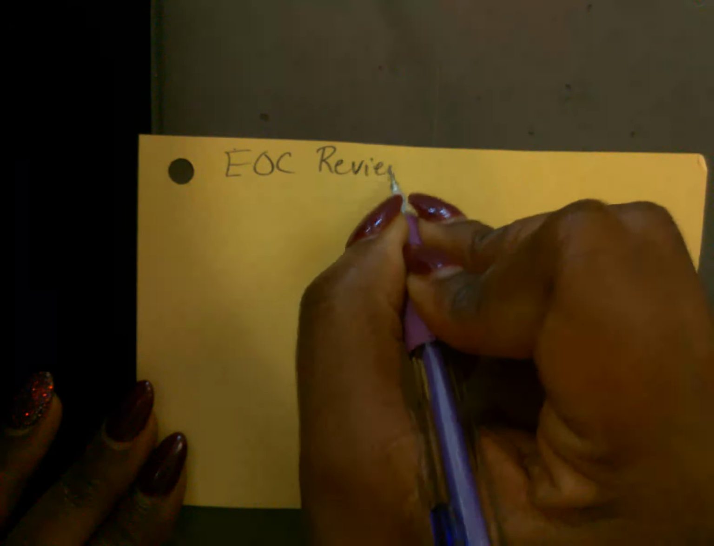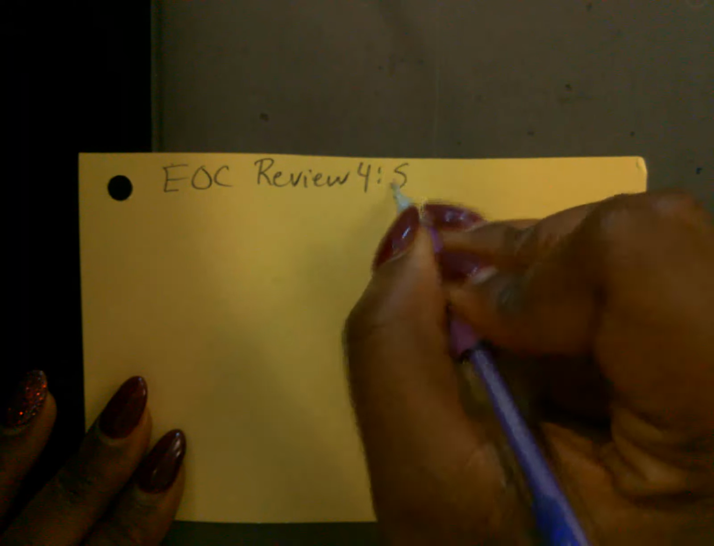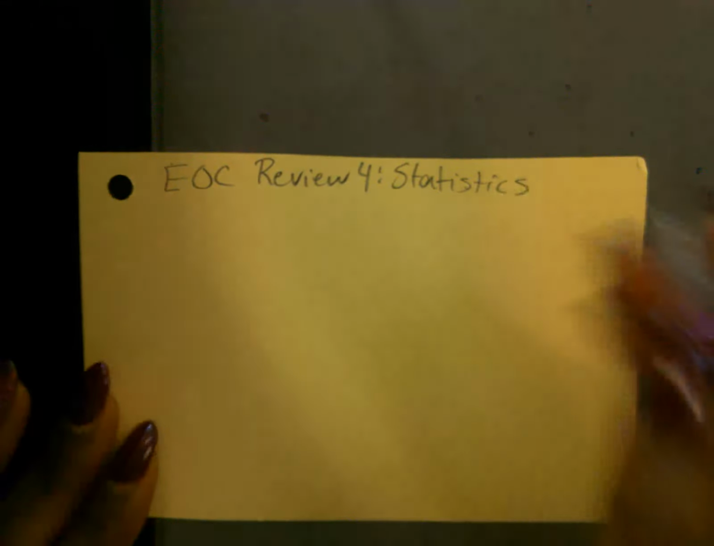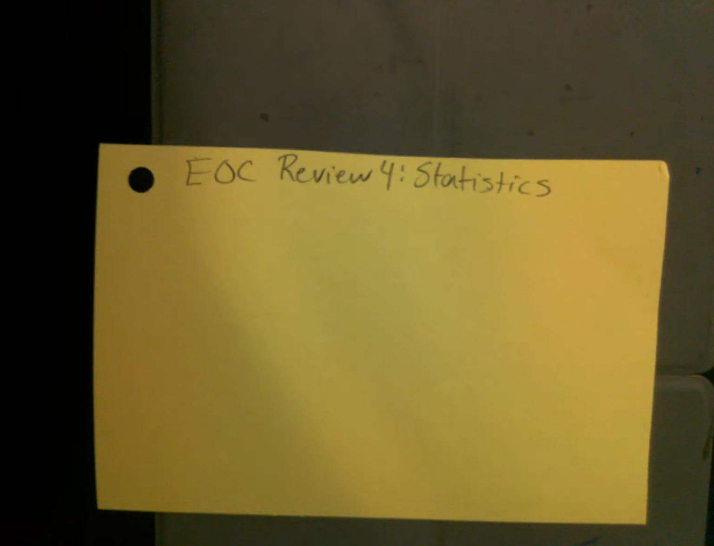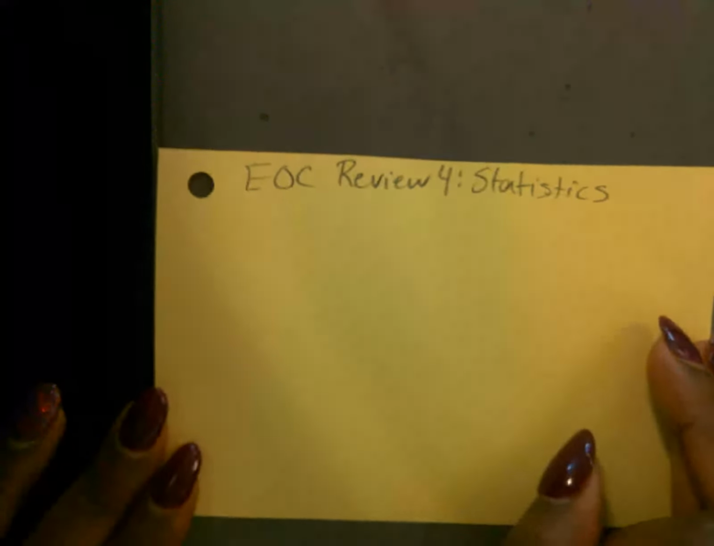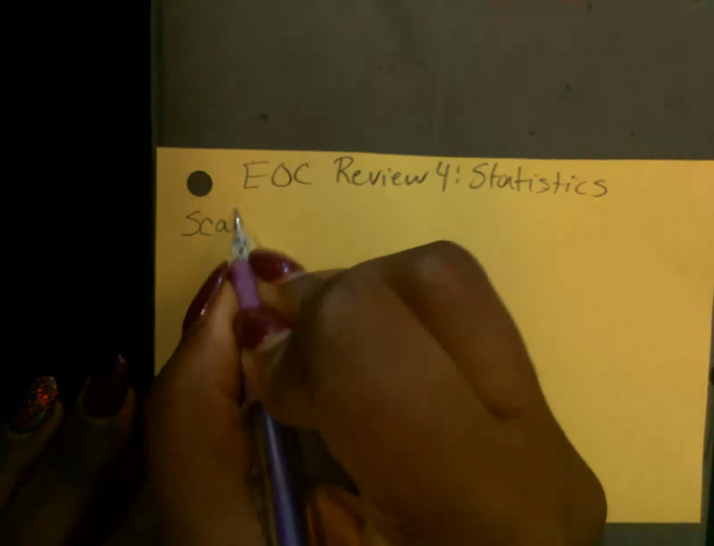All right, so now we're on card number 19. Card number 19, EOC Review 4. This is on stats. Okay. This is statistics. A lot goes into statistics, okay? That's why you see a lot of those numbers, but we're going to make this work pretty fast. The first thing under statistics that we did this year was scatter plots. Okay, so that's the first topic, scatter plots.